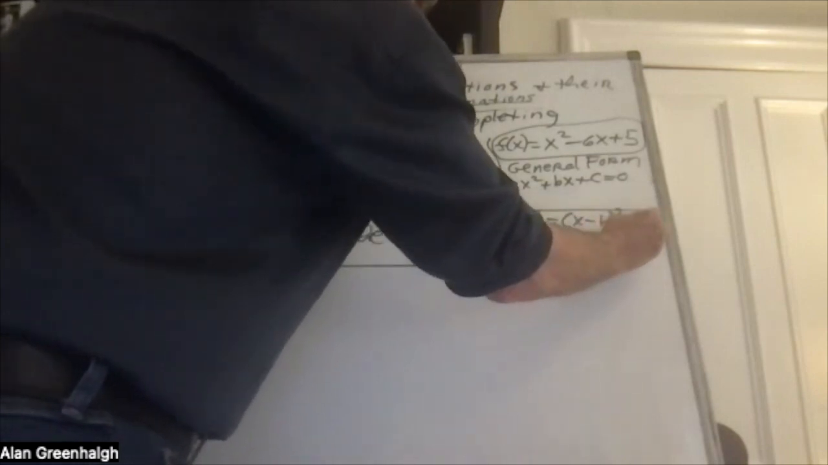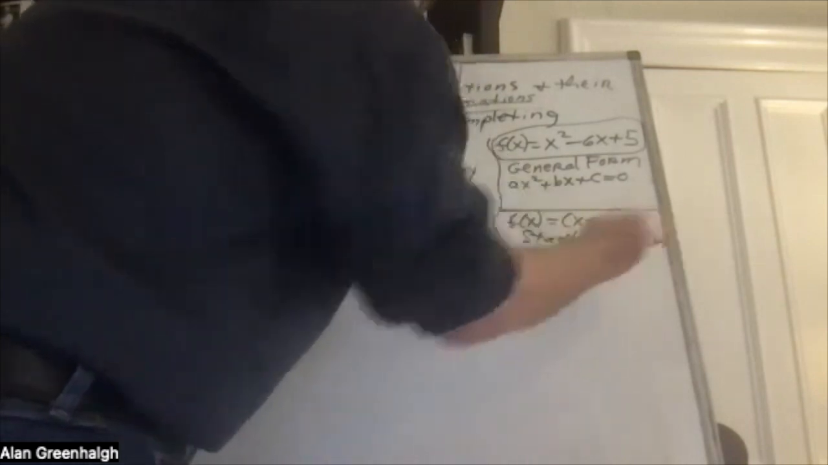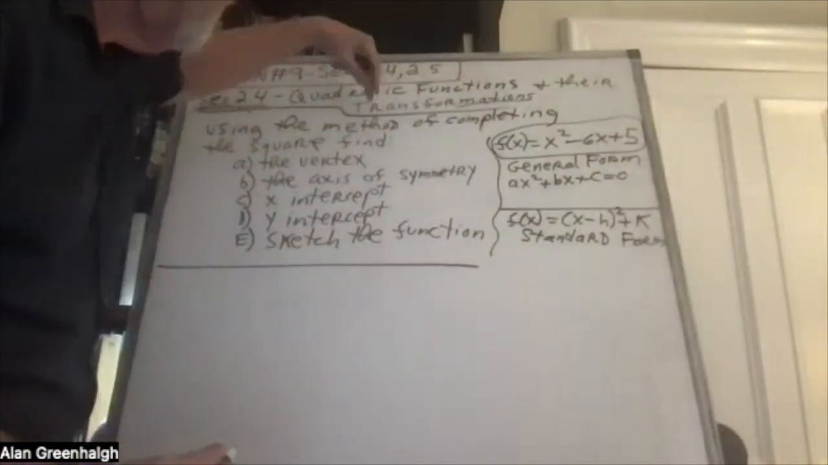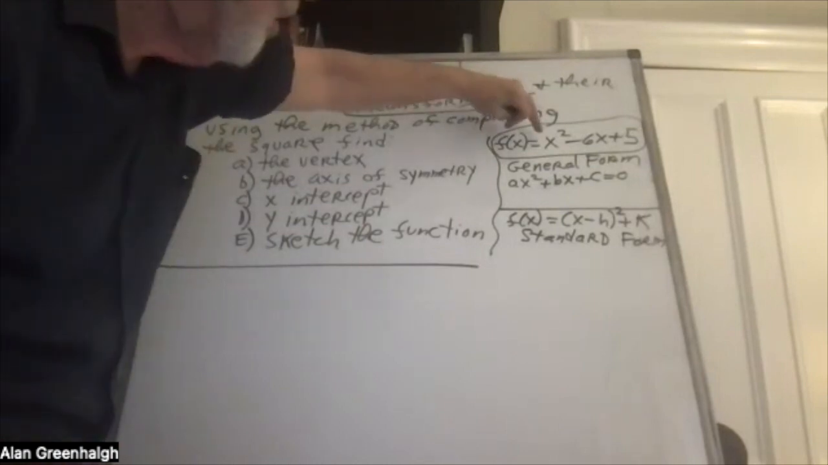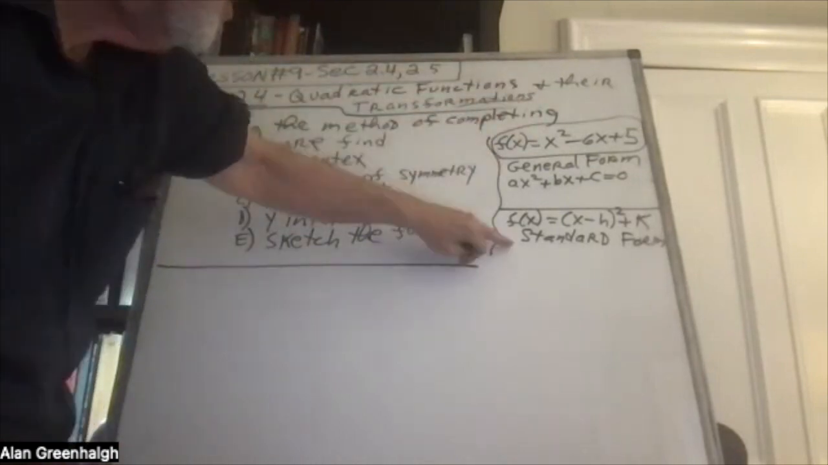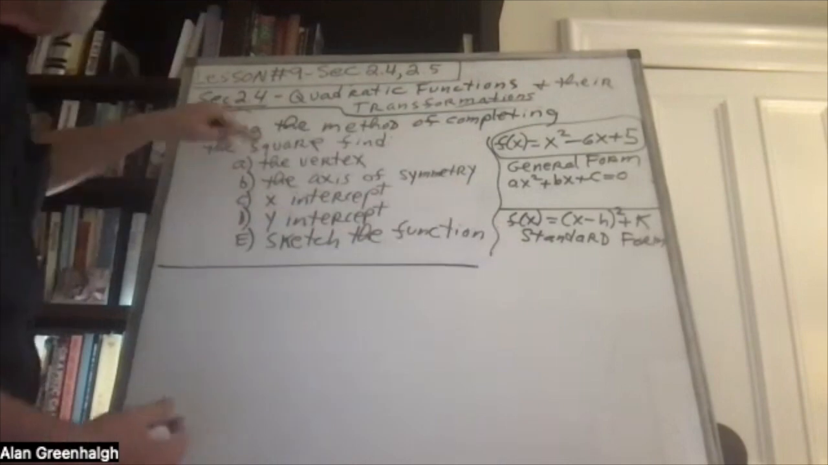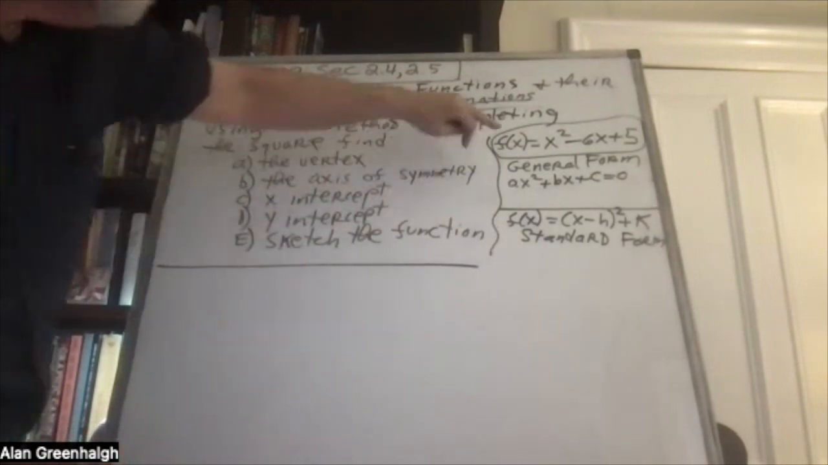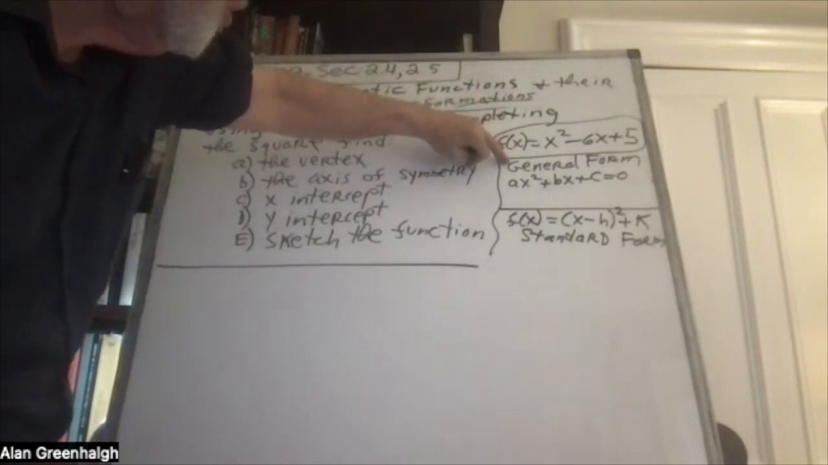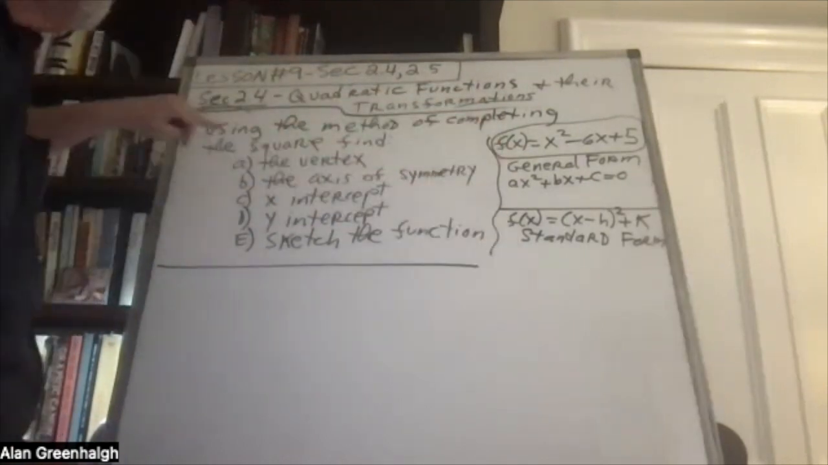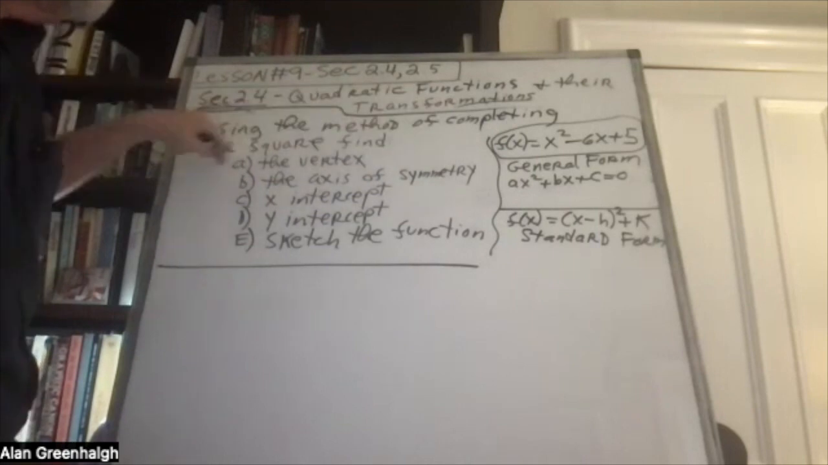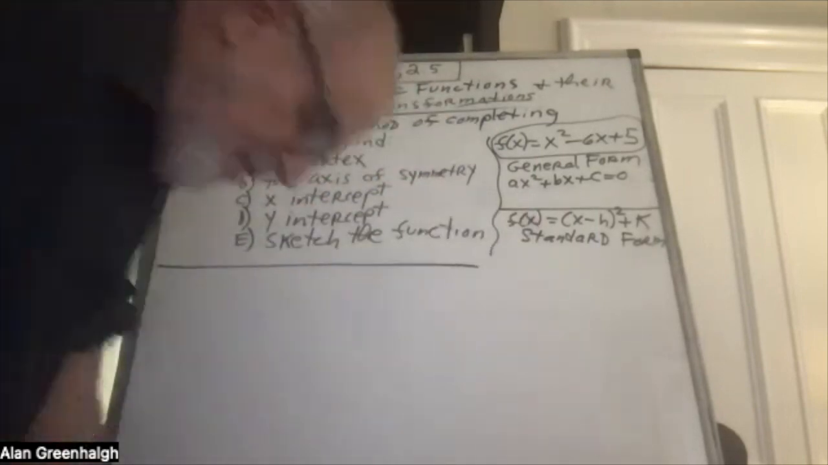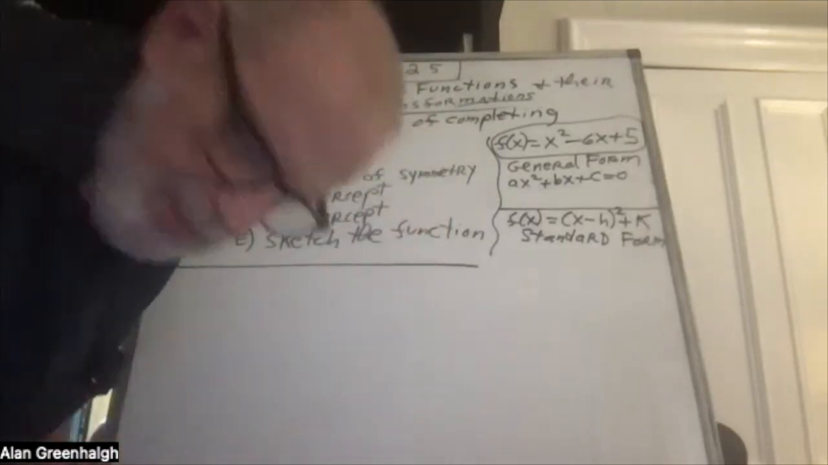And this is important because we're going to be throwing it back and forth. In this problem, you're actually going from general form to standard form, and then you're being asked to answer all these questions. So the method of going from general form to standard form is called the method of completing the square. That's really what we're doing. That completes the entire thought. Now let me begin doing this.